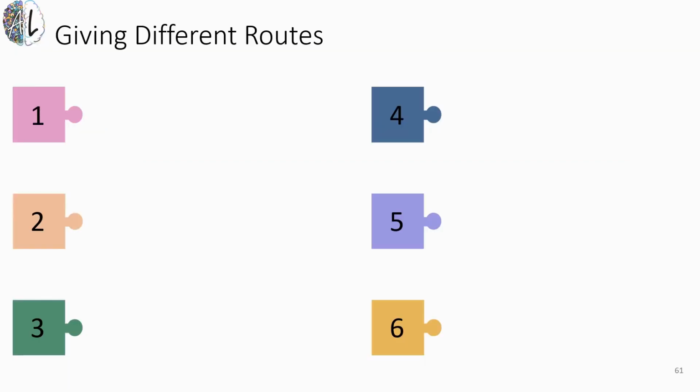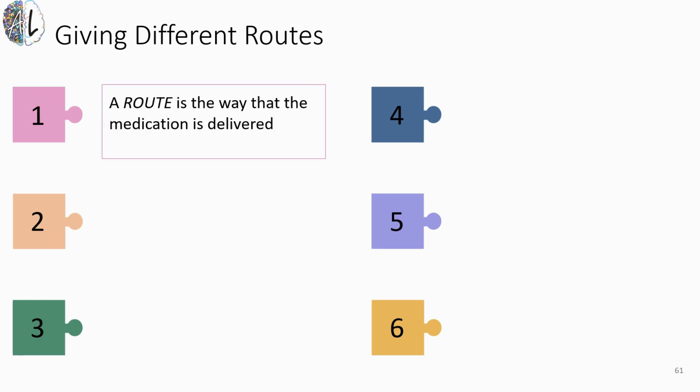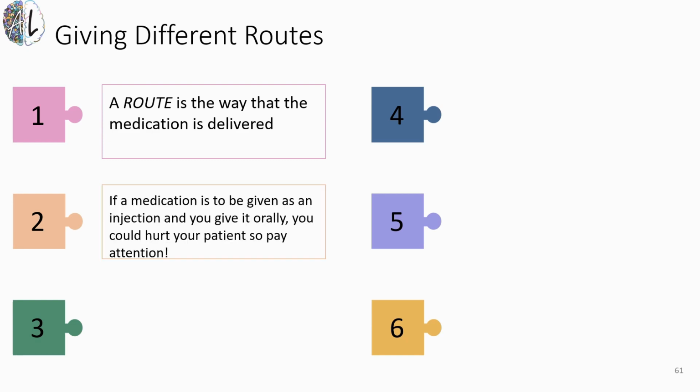So one other conversation we need to have is different routes. Giving different routes of medications refers to the way we're delivering the medication. So let's take a look at a couple examples. Medication can be given as an injection. You can give it orally, which means by mouth. So please pay attention to what the doctor writes there in terms of how that medication is to be given.